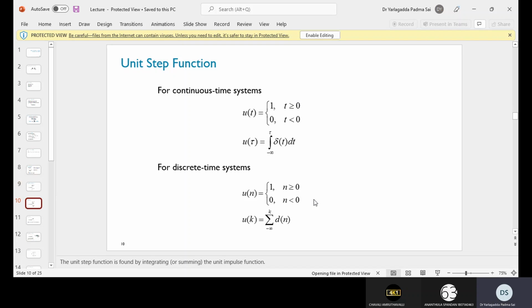Similarly, the step signal. Suppose you want to represent u of t in terms of impulses, already we studied that. Any signal can be expressed as a sum of shifted impulses. So by using the same concept, your unit step signal also we are expressing in terms of impulses, in the case of continuous signal and in the case of discrete signal also.